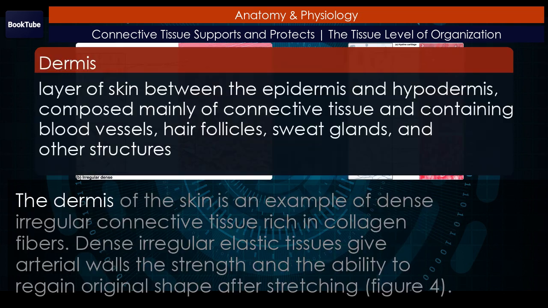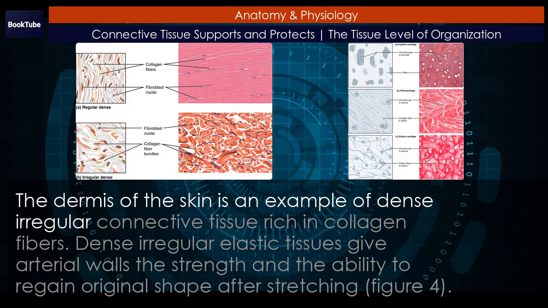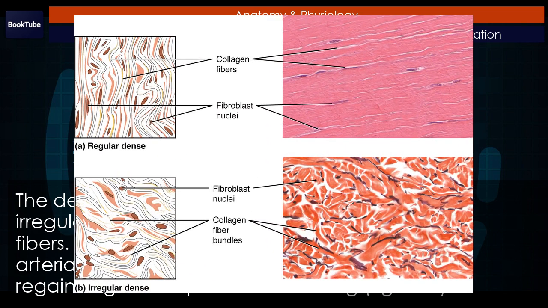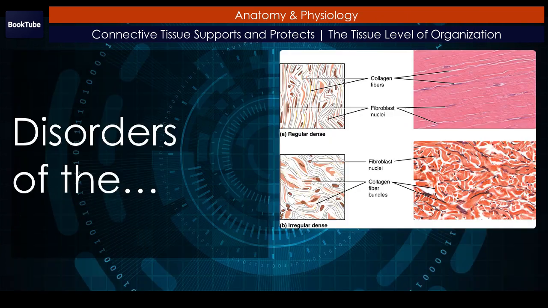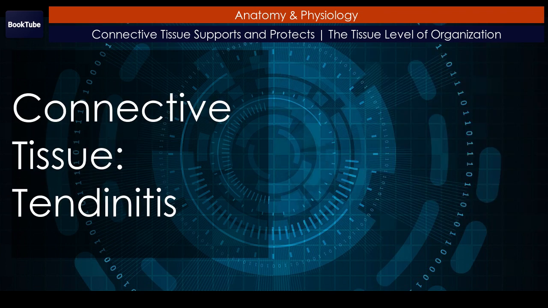The dermis of the skin is an example of dense irregular connective tissue rich in collagen fibers. Dense irregular elastic tissues give arterial walls the strength and the ability to regain original shape after stretching. Figure 4. Disorders of the connective tissue.